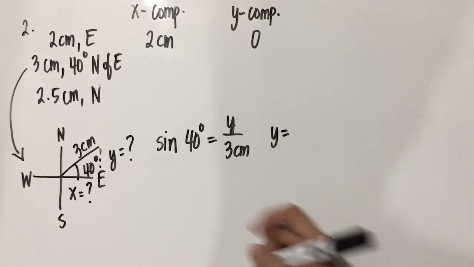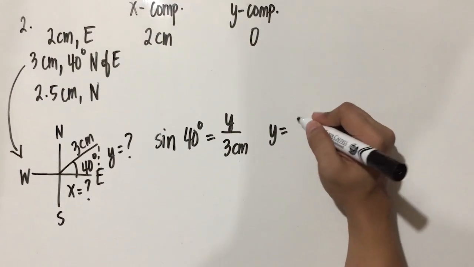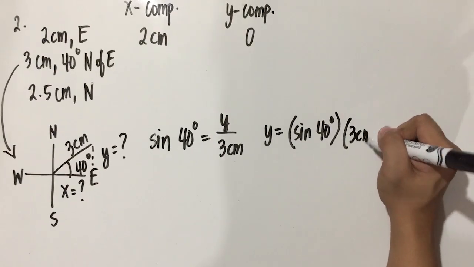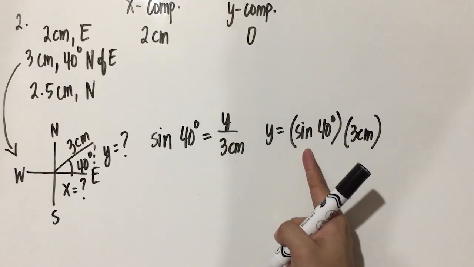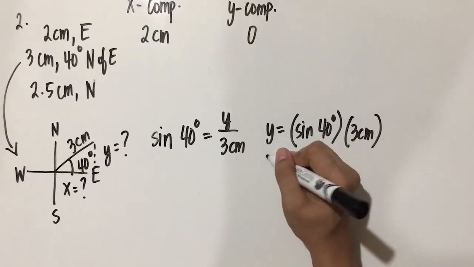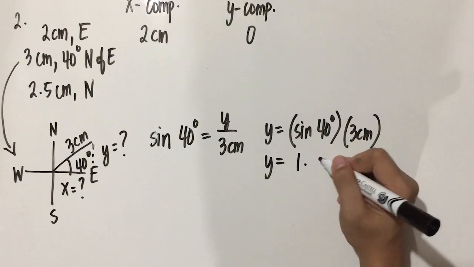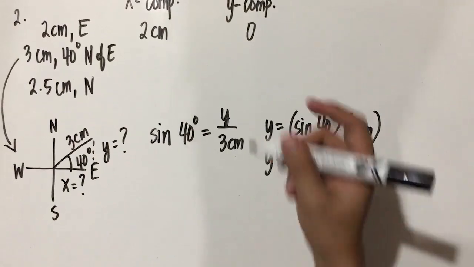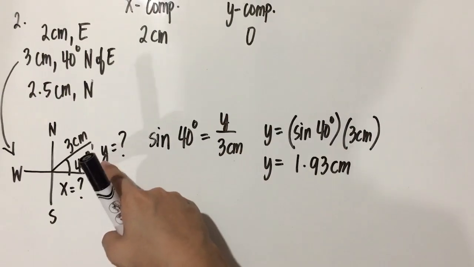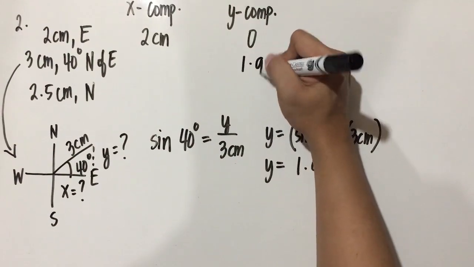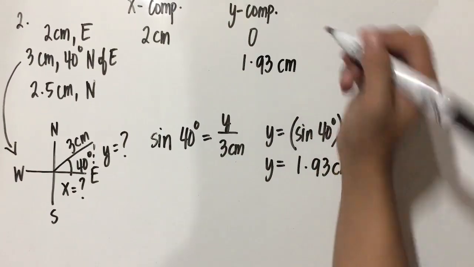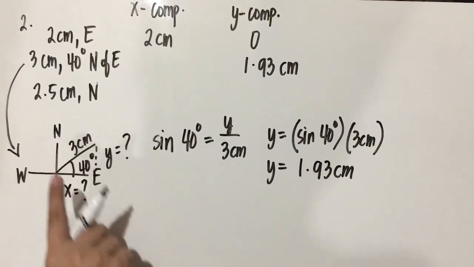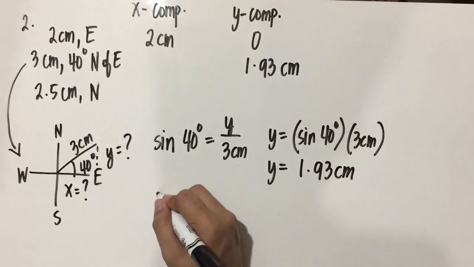Y is equal to sine 40 degrees multiplied by 3 centimeters. So get the value of sine 40 degrees, then multiply by 3 centimeters. We have y is equal to 1.93 centimeters. We have to do the same for the x later. So for the meantime, we put 1.93 for the y component. That is positive because it is found in the first quadrant. Now for the x, do the same procedure: adjacent over hypotenuse, right, in reference to the angle. So that is cosine.